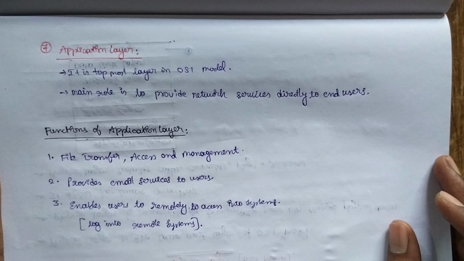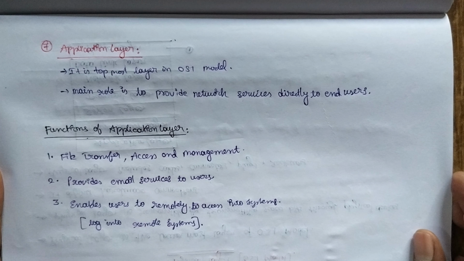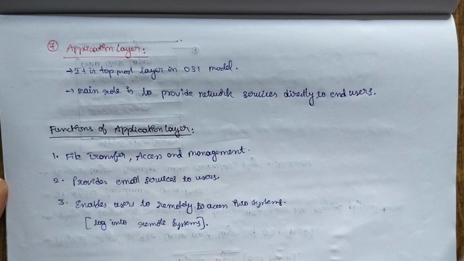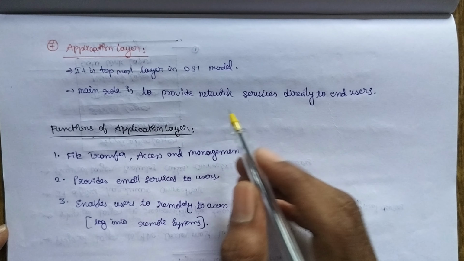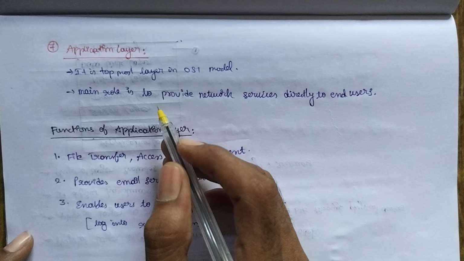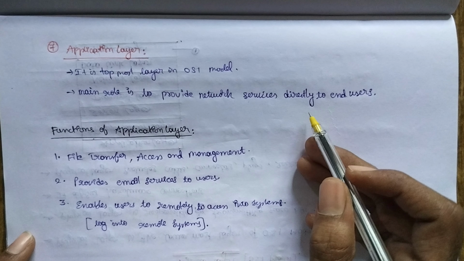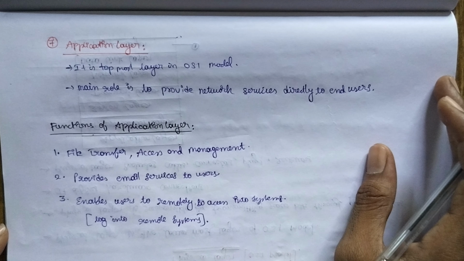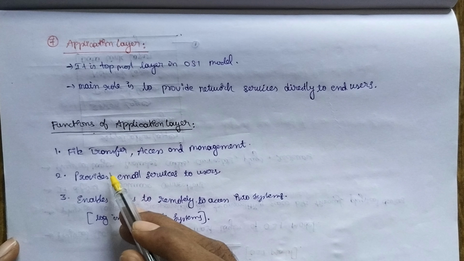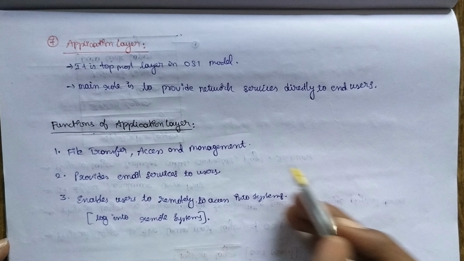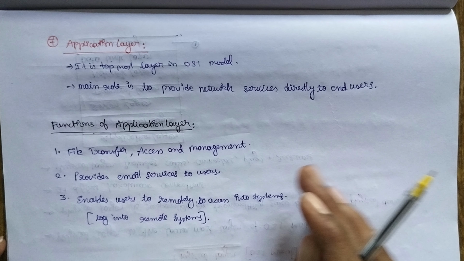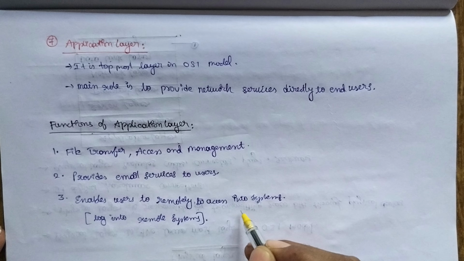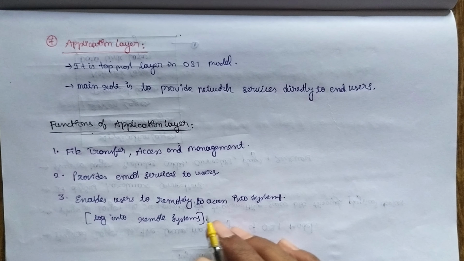Coming to the seventh layer, it is known as the application layer. It is the topmost and last layer in the OSI model. The main role of the application layer is to provide network services directly to the end users. The functions of the application layer are: first one, file transfer, file access and file management. It provides email services to users, and it enables users to remotely access systems, like logging in and logging out of remote systems.